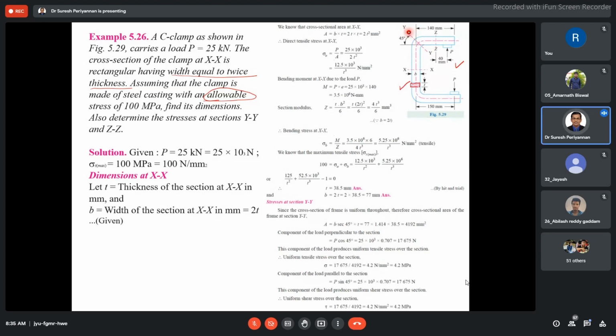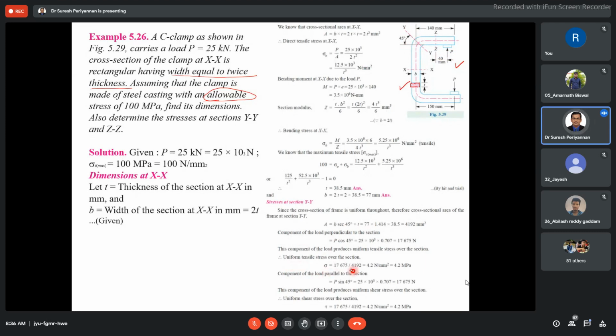In this section, we know that the load P is a vertical load. This vertical load P into cos 45 gives 17.675 kilonewton, the component load perpendicular to the section. Then we have a uniform tensile stress over the section.